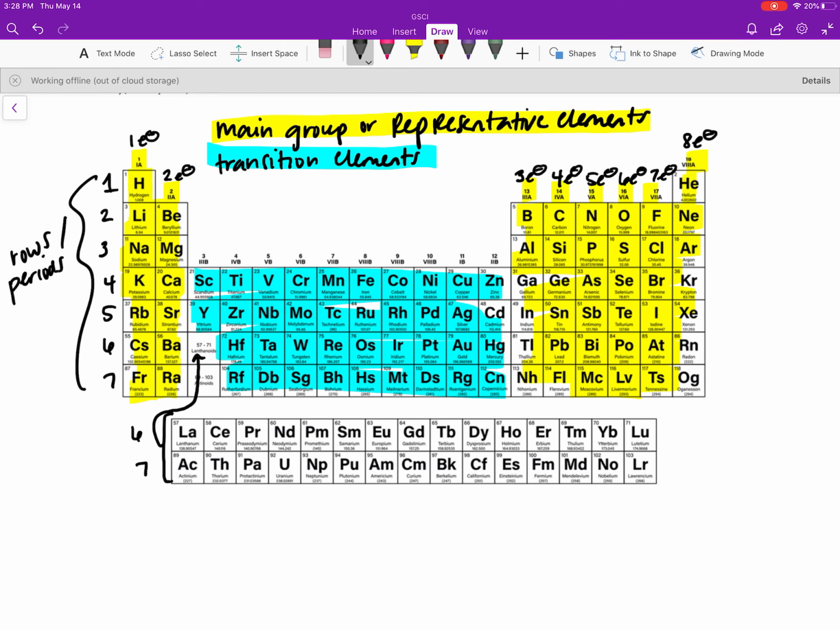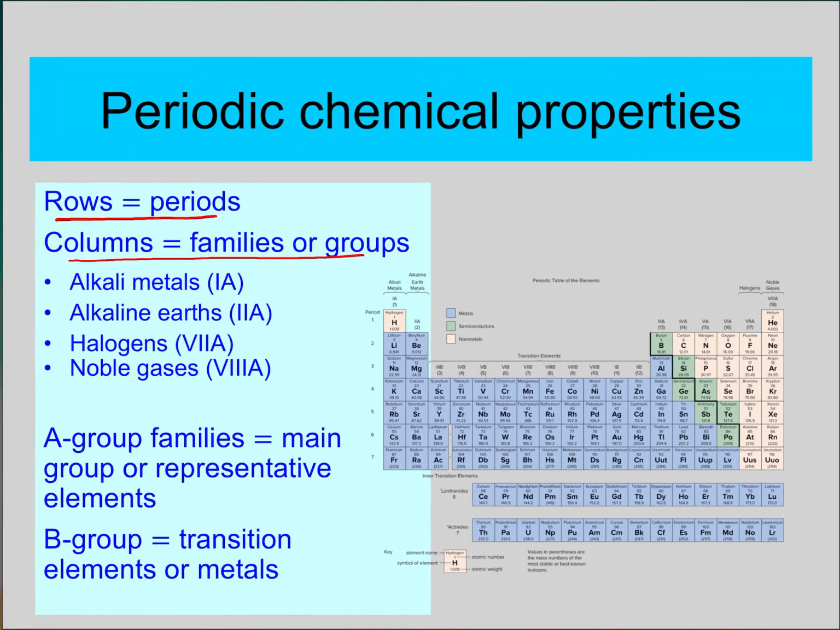So when we have these elements classified based on their valence electrons, they are kind of like a family, which is why we call them columns, groups, or families. Because if you're in a group, you have something in common. If you're in a family, you have something in common. These elements have a few things in common. They have the same number of valence electrons. They have similar chemical and physical properties, which makes them kind of like a family or a group.